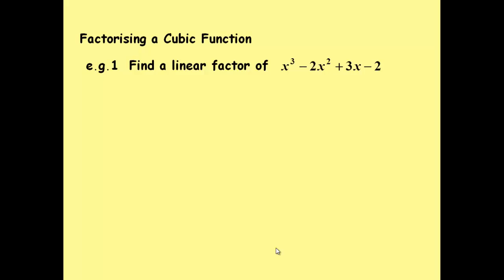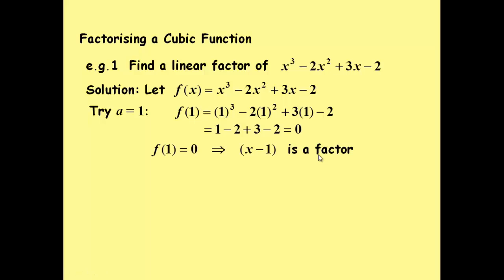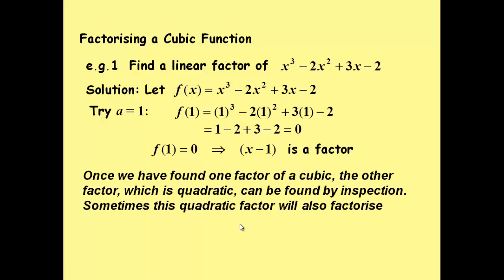So if we want to find a factor of this cubic here, let's try 1. Try the easy numbers first. If we put 1 in here, we get 1 cubed minus 2 times 1 squared plus 3 times 1 minus 2, and we do get 0. So that tells us that x minus 1 is a factor. Once we've found one factor of a cubic, the other factor is a quadratic, and we can generally factorise it. In fact, the examples you're likely to get in AS Maths will be fairly easily factorised by inspection.